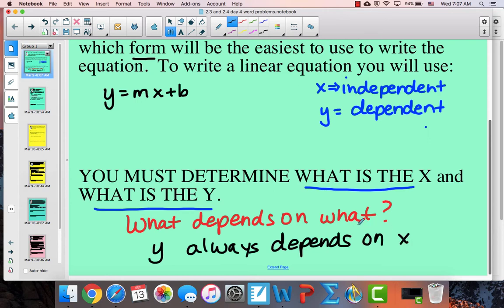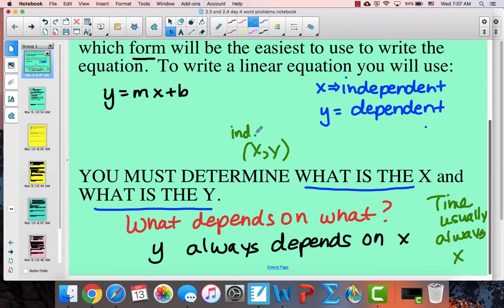And I'm going to show you in an example. One little hint for you is that time is usually always x. Okay, time is usually always x. So that's something that we can definitely think of. And if you think about it in coordinate form, we write our coordinates with the x first, the y second. So remember, the x is the independent, the y is the dependent. Okay? All right, well, let's look at an example.